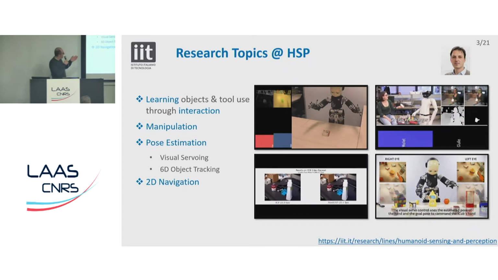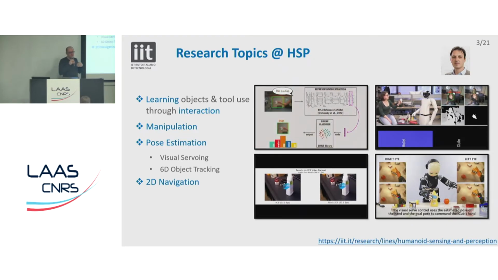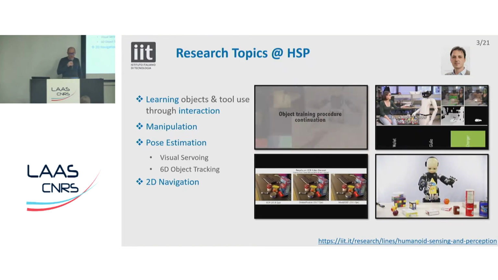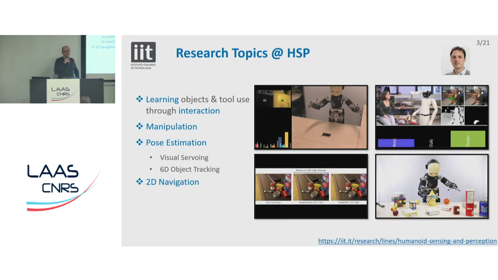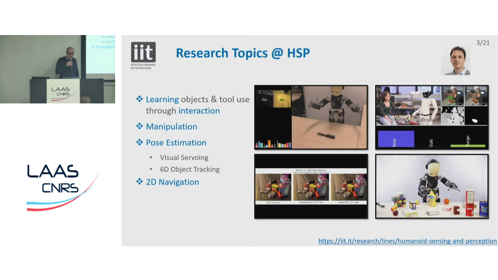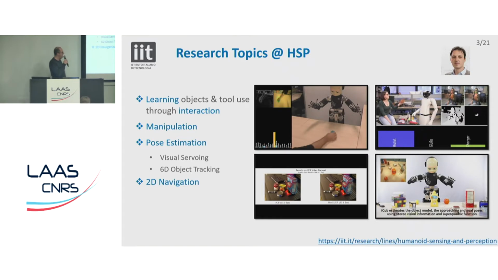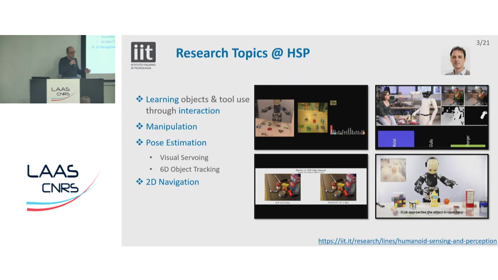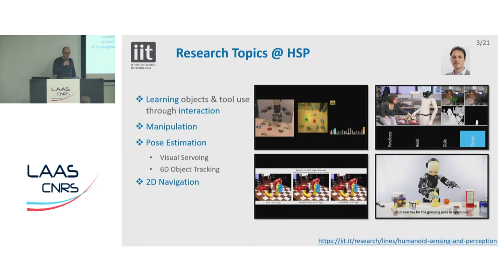Once the object is acquired, they use this representation to perform manipulation. For manipulation, the group is also active on pose estimation for correcting errors via visual servoing and identifying object pose in 6-dimensional space using state-of-the-art techniques. They also do 2D navigation, although it's inherited from the ROS stack, so we just built a wrapper over it.